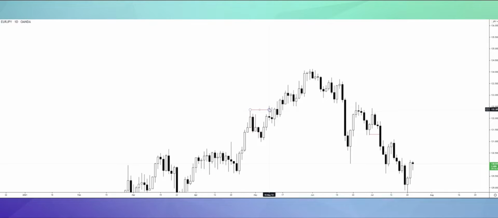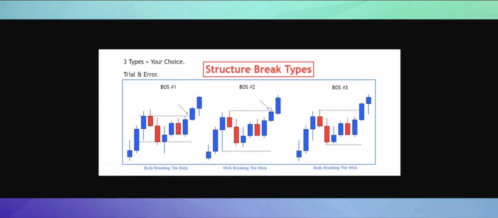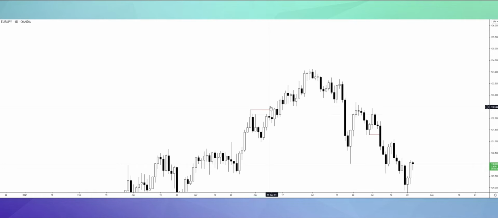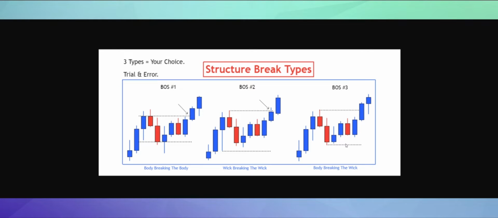In this case, this would be a valid break of structure because type number 2 is wick breaking the wick. The wick has broken above the previous wick, so that would be a break of structure to certain people. Break of structure number 3 is body breaking the wick.